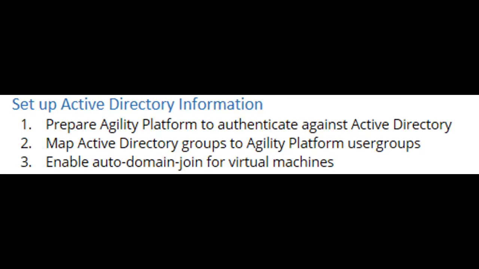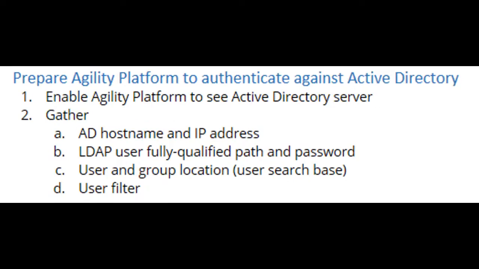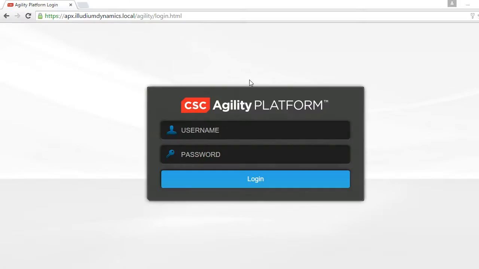We'll want to prepare it, map groups to Agility Platform user groups, and enable created virtual machines to auto-join a domain. To do the first part, you'll need to gather some information. You'll want to make sure that Agility Platform can see the Active Directory server, and you'll need to gather this information. We'll talk about that further when you actually get into building the Active Directory components.